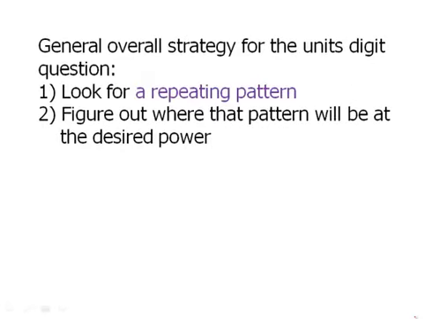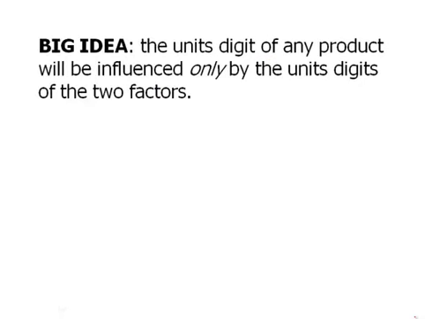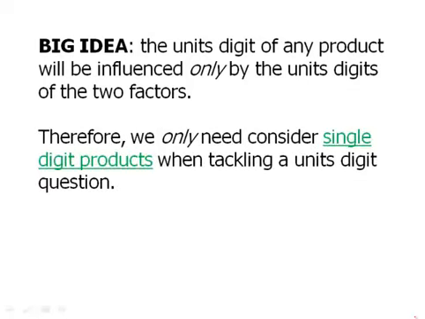So first of all, I'll point out the general strategy that we're going to use. We're just going to look for a repeating pattern, and then we're going to figure out where that pattern will be at the desired power. I'll have to explain this in more detail, but first of all, we need a really big mathematical idea. Here's the big mathematical idea. The units digit of any product will be influenced only by the units digits of the two factors. Therefore, we only need to consider single-digit products when tackling a units digit question.